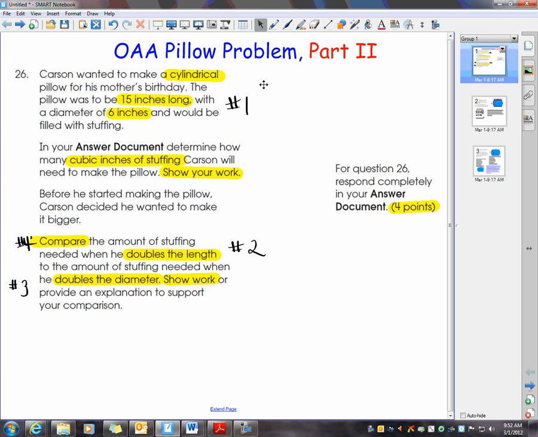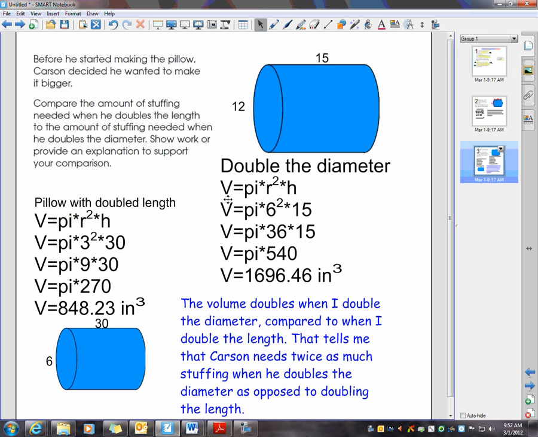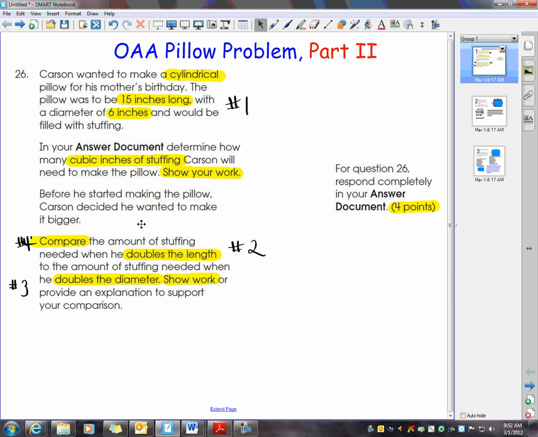I finished that task. Before he just started making the pillow, Carson decided he wanted to make it bigger. All right, so that tells me that my stuffing should probably be larger. And if I just glance at these answers, yeah, I can tell that I need more stuffing when I double the length or double the diameter. So I made it bigger. Good, checked that. Compare the amount of stuffing needed when he doubles the length to the amount of stuffing needed when he doubles the diameter. Show work or provide an explanation to support your comparison. So I chose to show my work.